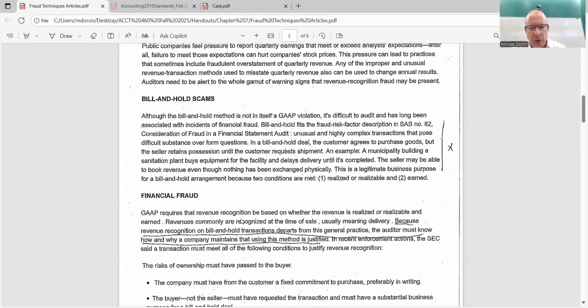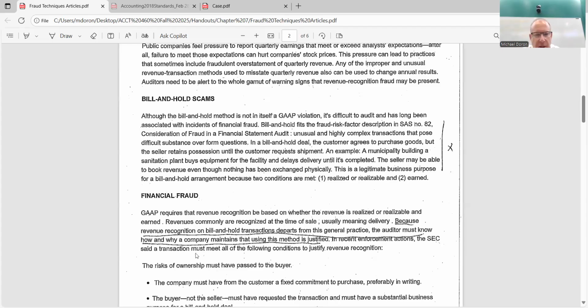GAAP requires that revenue recognition be based on whether the revenue is realized or realizable and earned. Revenues are commonly recognized at the time of sale, meaning delivery. So, like we just talked about, the revenue recognition rules say you recognize revenue when control of the product is transferred to the customer. In this case, that's not happening. You're recognizing the revenue even though you haven't delivered it yet. That's what makes these complicated and open to fraud.